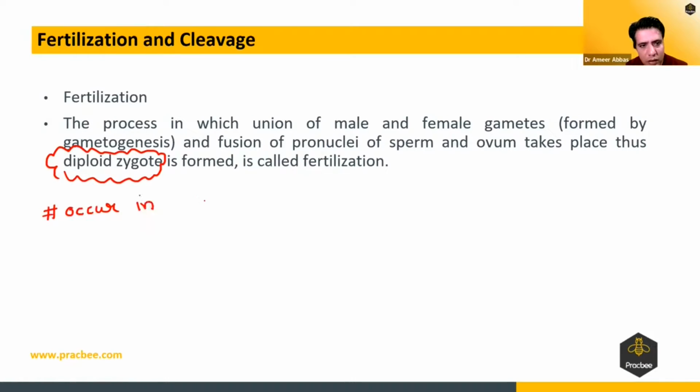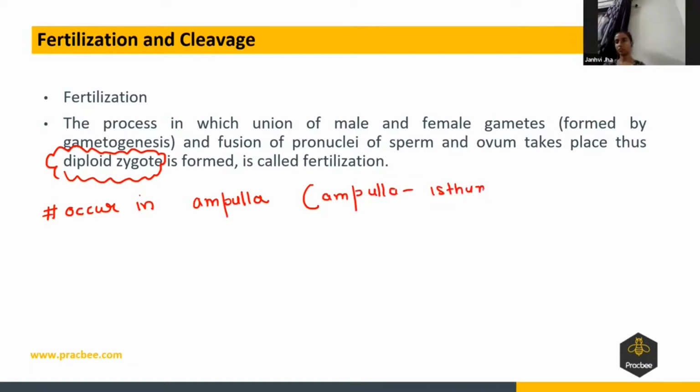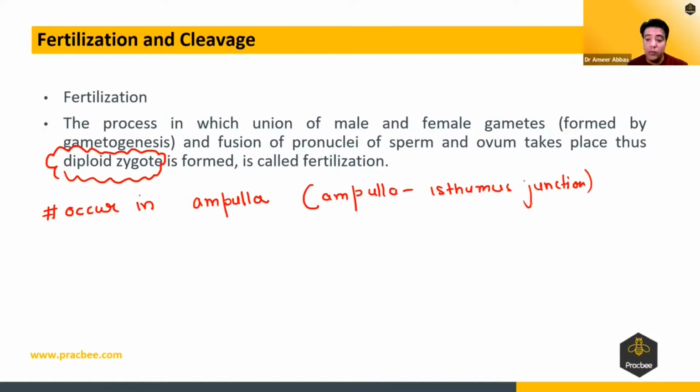And this fertilization occurs in the ampulla, or it may be written in an examination paper. You can see ampulla, isthmus, junction. Okay, but not both. They will not make you too confused by giving these two options. There will be either ampulla or isthmus.